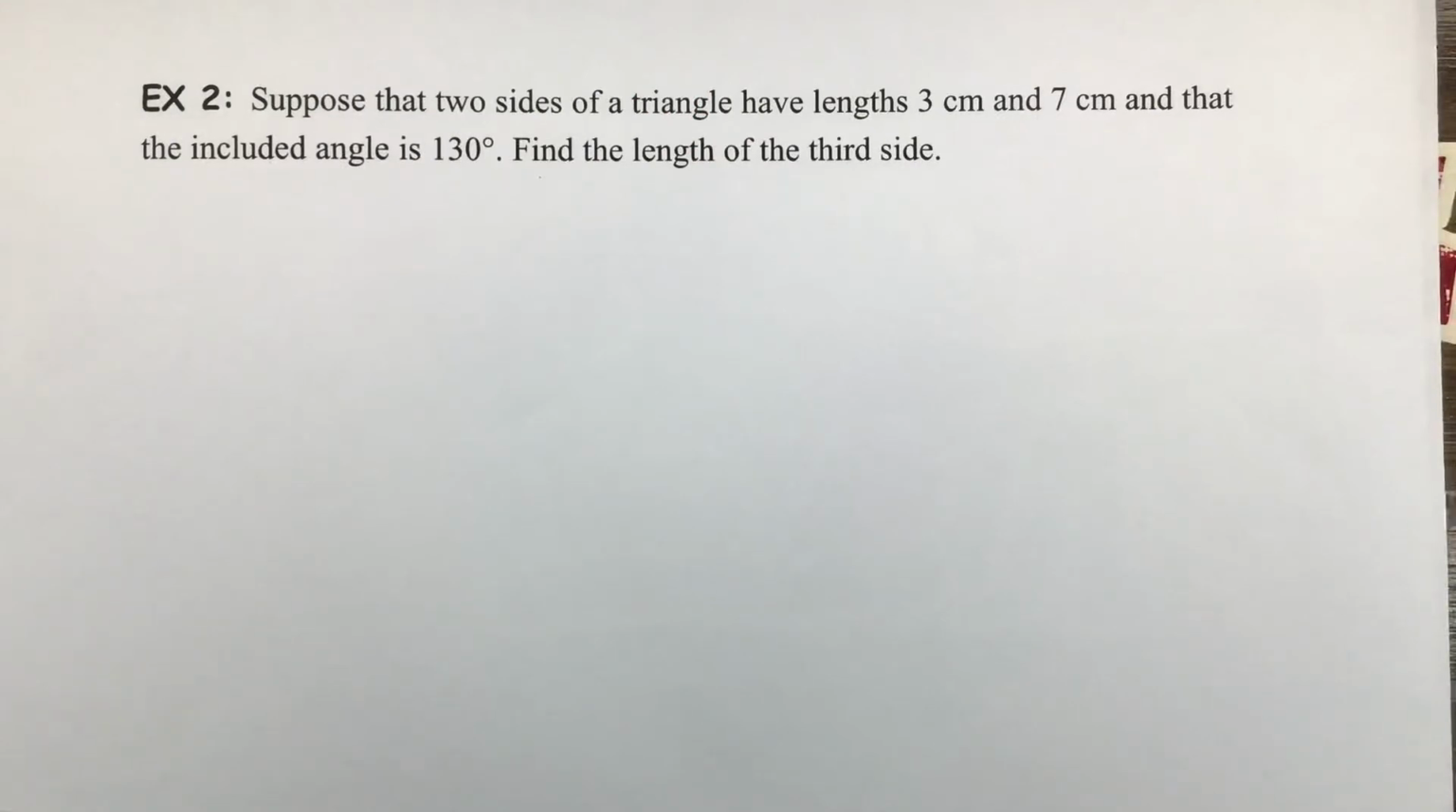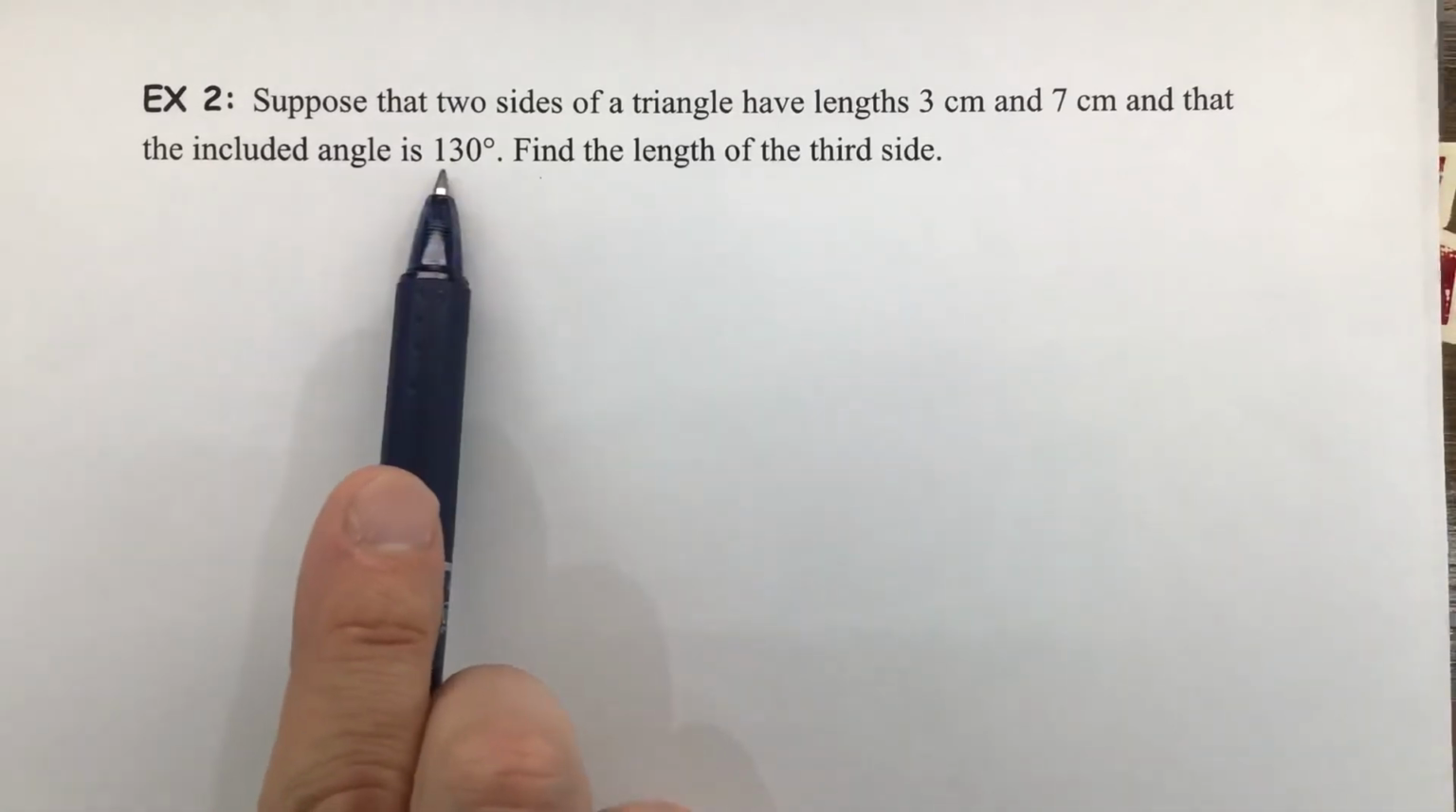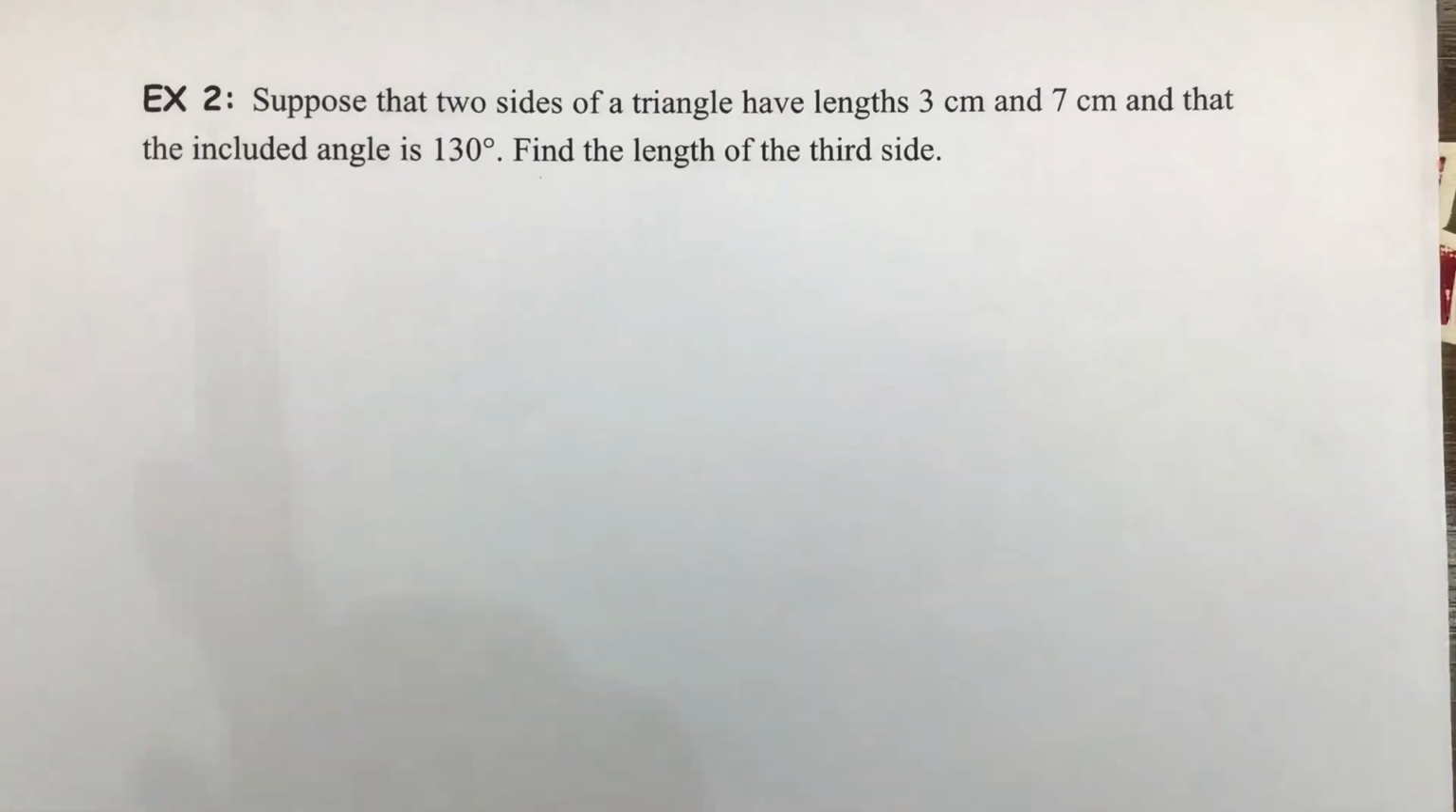Example number 2 is going to demonstrate the other case where you would be using the law of cosines. For that, you are going to be given an angle, but the angle is included between the 2 known sides. So you've got an included angle of 130 degrees.